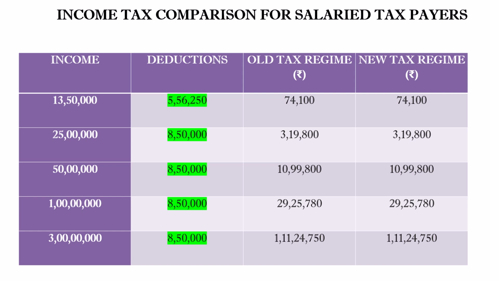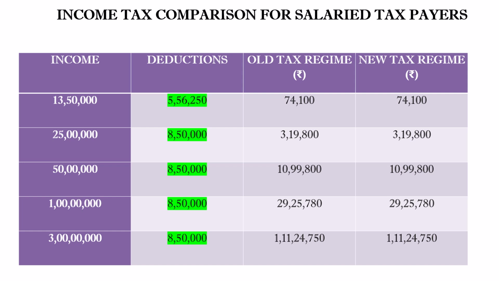Similarly, for rupees 25 lakhs, if the deductions are 8 lakh 50,000, then the tax liability is 3 lakh 19,800 under both regimes. If the income is 50 lakhs and the deductions are 8 lakh 50,000, then the tax liability is 10 lakhs 99,800 under both regimes. In case the income is 1 crore, with deductions of 8 lakh 50,000, the tax liability is 29 lakhs 25,780 under both regimes. And in case the income is 3 crores and the deductions are 8 lakh 50,000, the liability is 1 crore 11 lakhs 24,750 under both regimes.